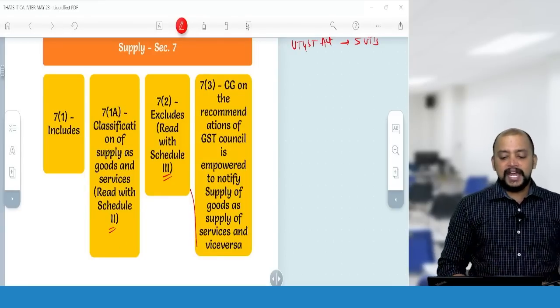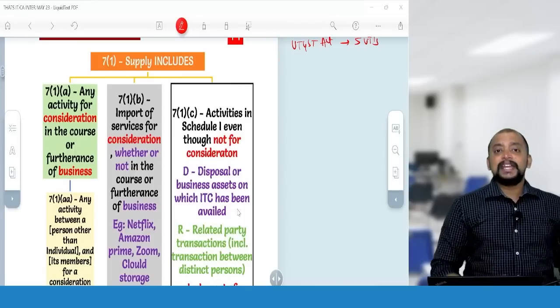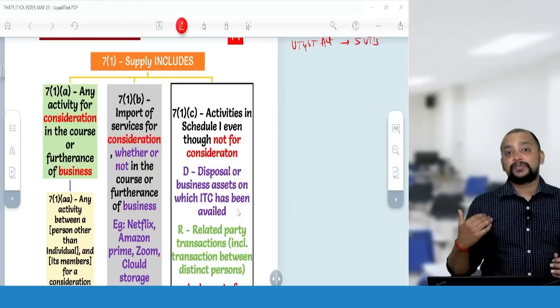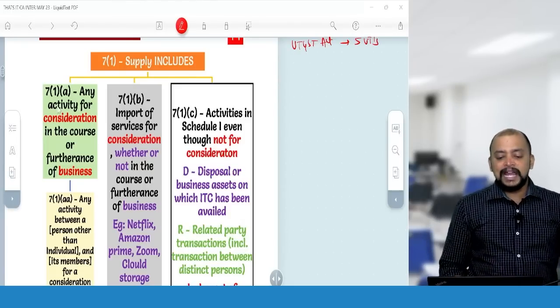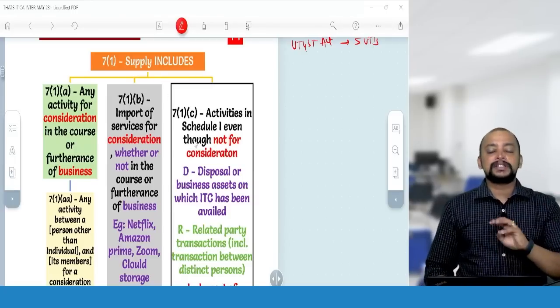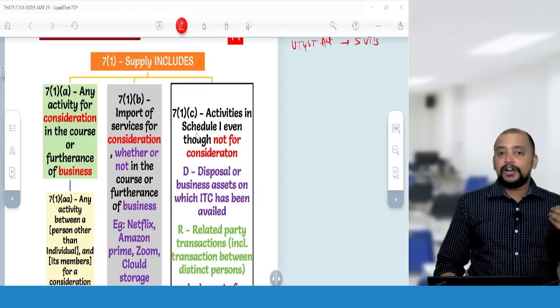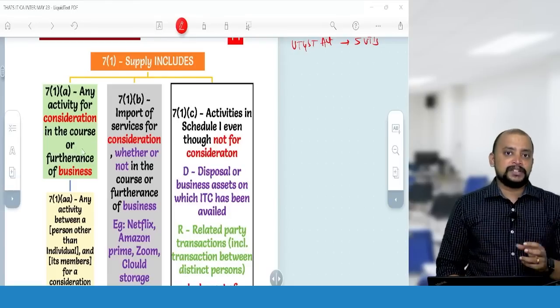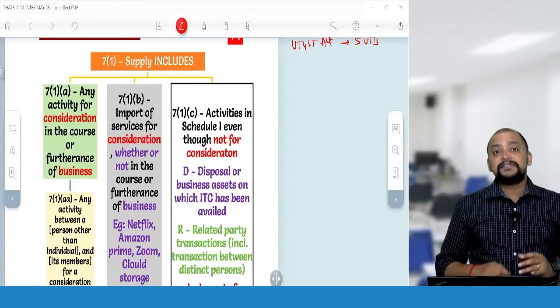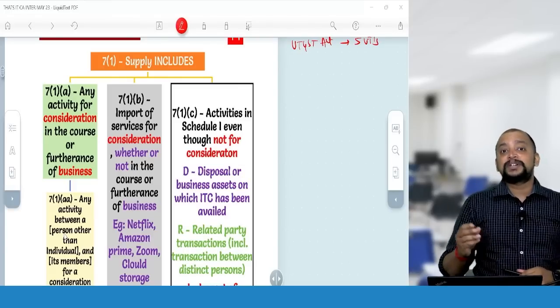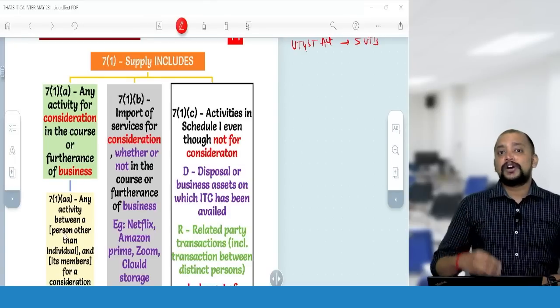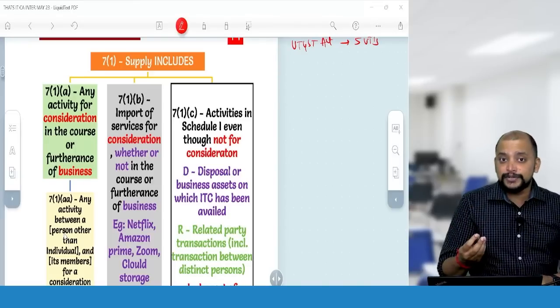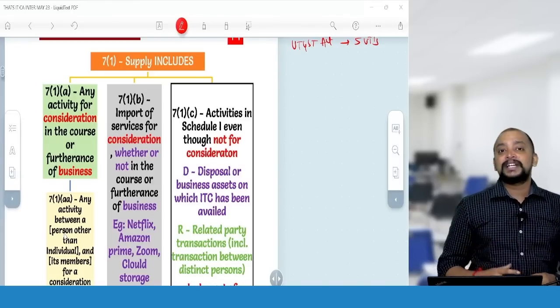Then next we have, supply includes. So we are starting with 7 subsection 1. Supply includes, in 7.1a, 7.1aa, 7.1b and 7.1c, 4 clauses in the inclusions. 7.1a is any activity for consideration in the course or furtherance of business, whereas 7.1aa is any activity between a person other than individual and its members. That is between a company and its shareholders, or a firm and its partners, or an unincorporated association and its members. That will be covered under 7.1aa.